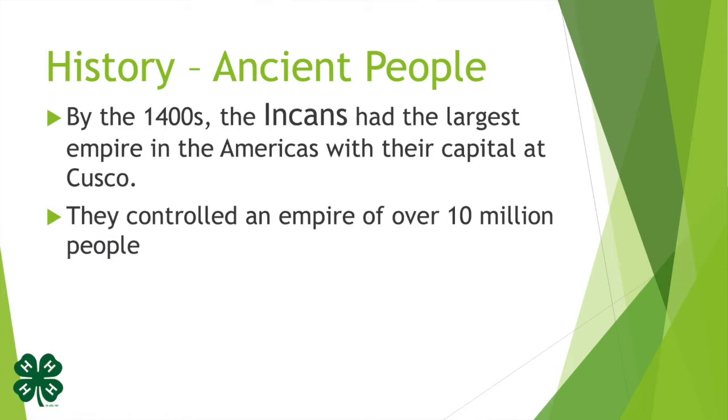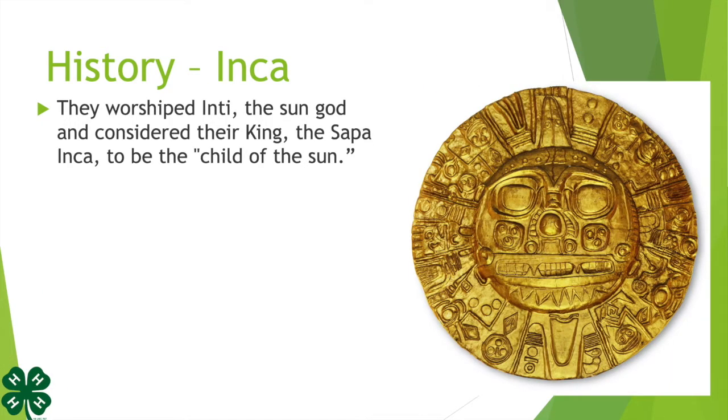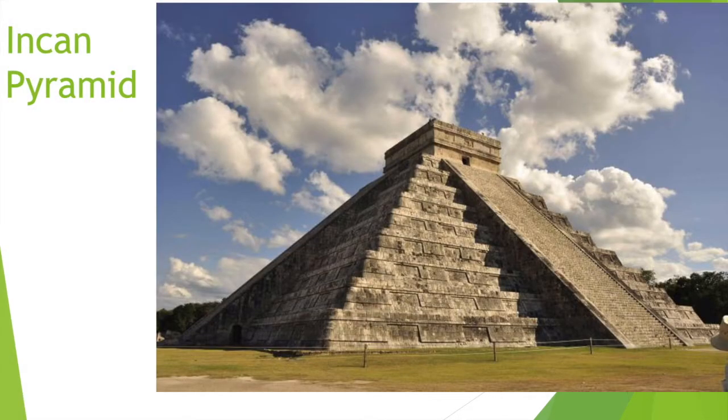By the 1400s, the Incans had the largest empire in the Americas, and their capital was at Cusco. They controlled an empire of over 10 million people. The Inca worshipped Inti, the sun god, and considered their king the Sapa Inca, or the child of the sun. The most important gods were Viracocha, the Lord Creator god, and Pachamama. The Incans built pyramids, just like in many other cultures you may be familiar with.